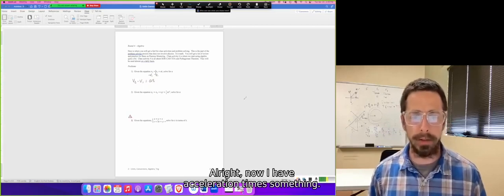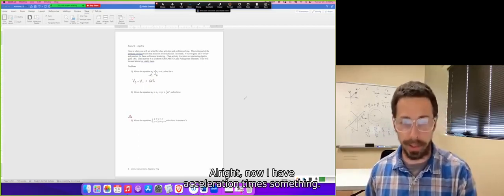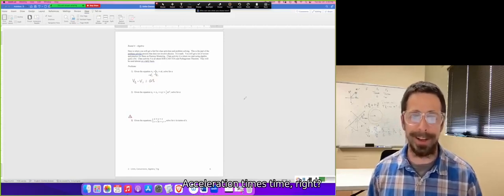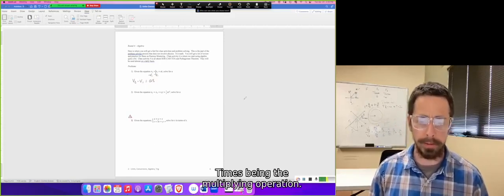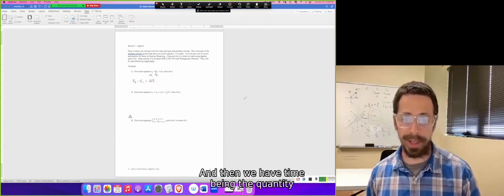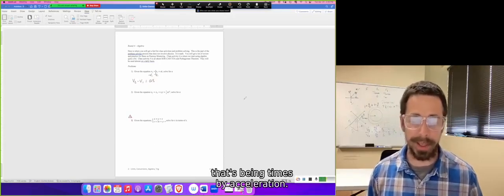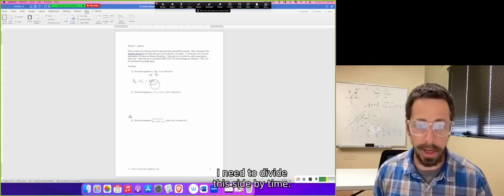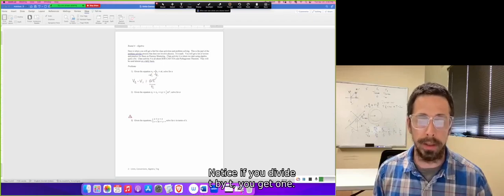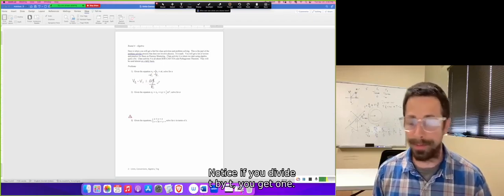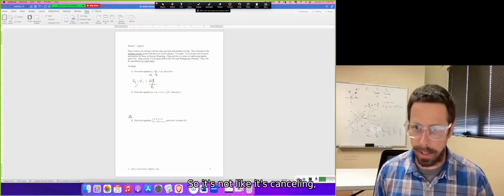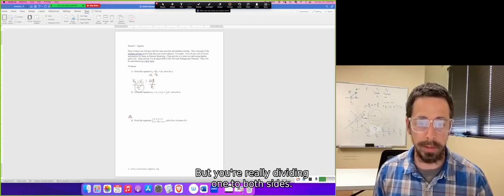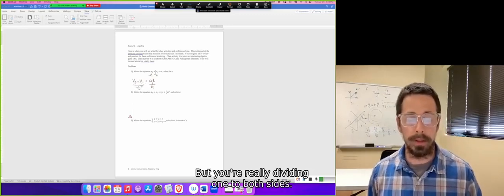All right, now I have acceleration times something. Acceleration times time, right? Times being the multiplying operation, and then we have time being the quantity that's being timesed by acceleration. How do you get rid of multiplication? You divide. So I need to divide this side by time. And notice if you divide t by t, you get 1. So it's not like it's canceling, it's just dividing to 1. You can say cancel if you want, but you're really dividing to 1. Do that to both sides.